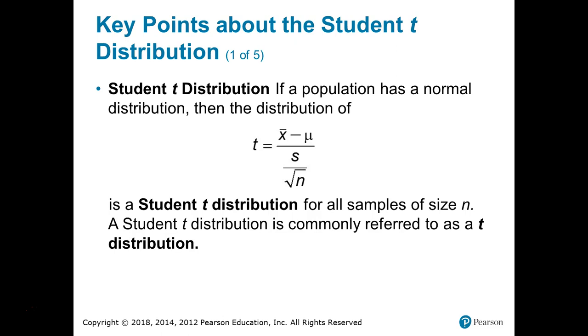So some key points about the student t-distribution. If a population has a normal distribution, then the distribution of t equals the sample mean minus mu divided by s, sample standard deviation, divided by the square root of n. Complicated formula, but we're not actually going to be doing that by hand. We're going to be using the table A3 for all of that.